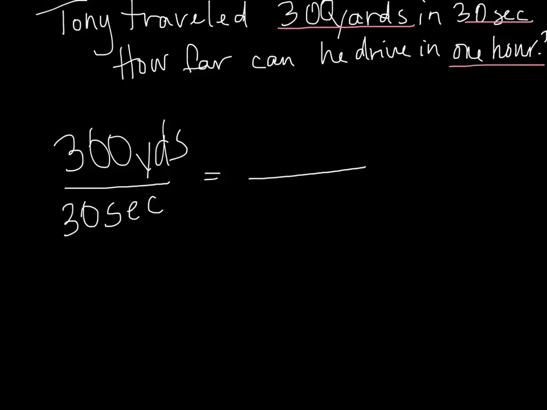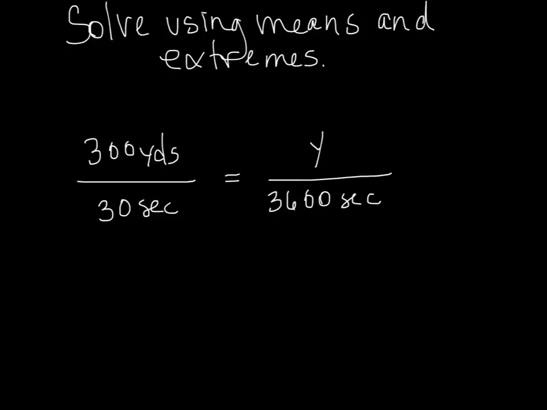After a long time of doing math, 1 hour is 3,600 seconds. And I want to know how far he can drive. That is my unknown. That's my variable. So that is our proportion. Okay, let's attempt to solve this proportion using means and extremes.